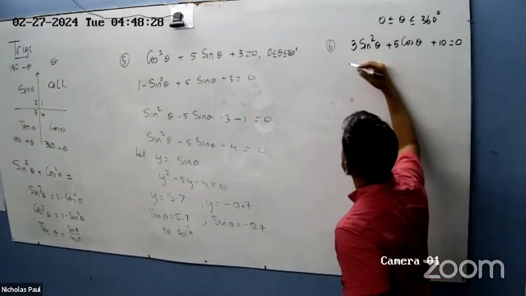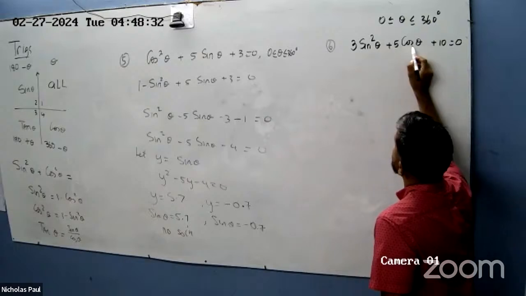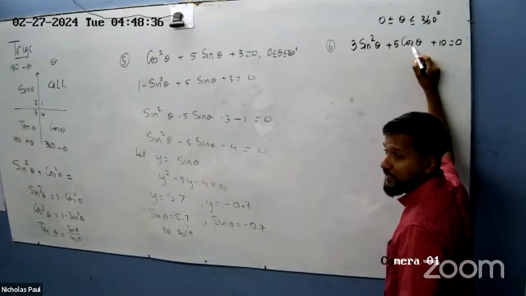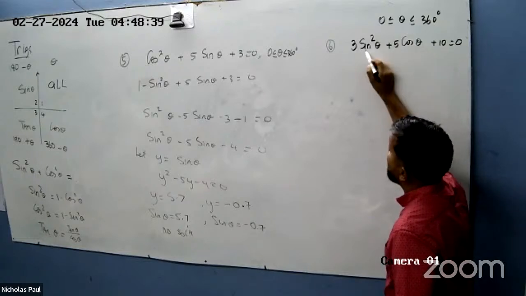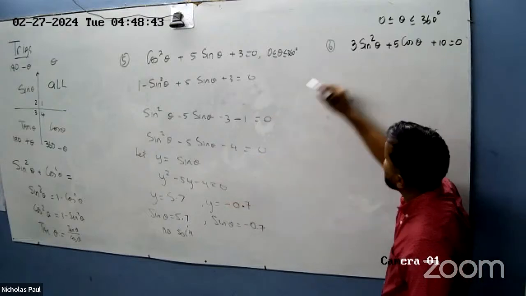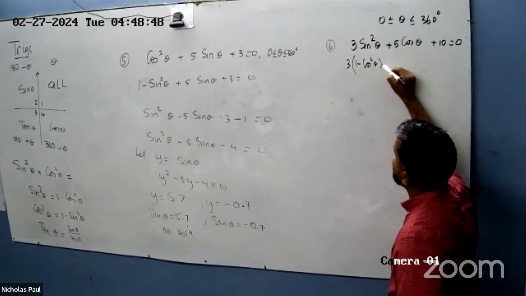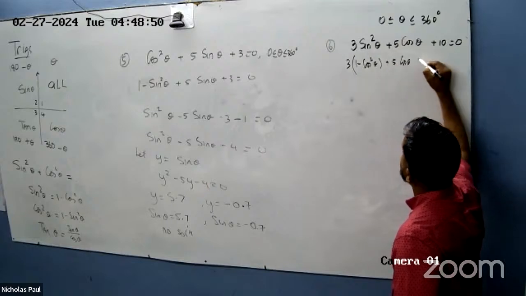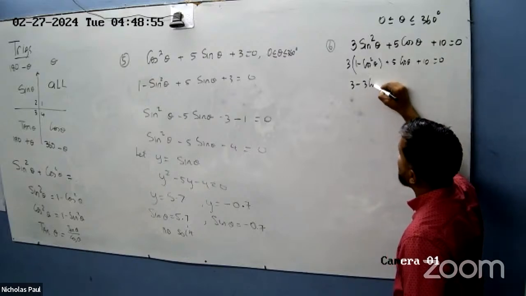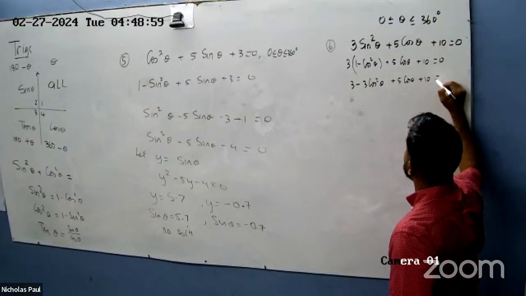So let's see. I'm going to make a substitution because I have sine squared here and I have cos here. There is no rule that replaces cos with sine. But there's a rule to get rid of sine squared and write it in terms of cos squared, right? So sine squared is 1 minus cos squared, plus 5 cos theta plus 10 is equal to 0. So it's 3 minus 3 cos squared plus 5 cos theta plus 10 is 0.